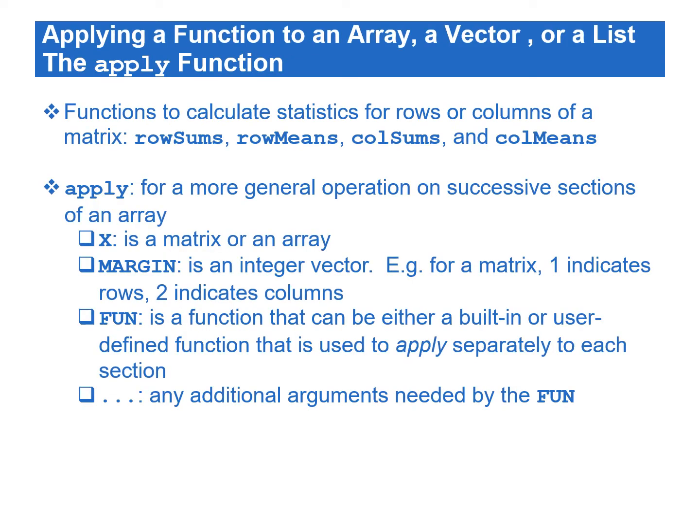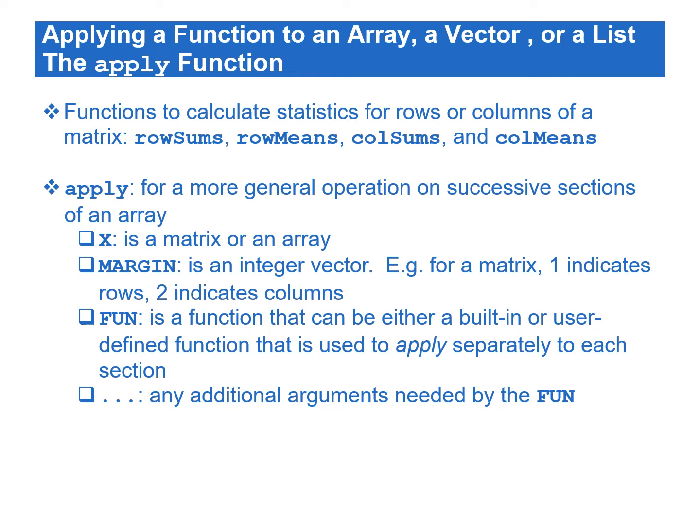In this section, we will learn how to use apply-type functions. In R, there are built-in functions to calculate the statistics for each row or each column of a matrix, such as rowSums, rowMeans, colSums, and colMeans. The apply function is a more general operation on each section of a matrix or an array. The first argument can be a matrix or an array. If we provide a data frame, the data frame will be coerced into a matrix before the calculation.